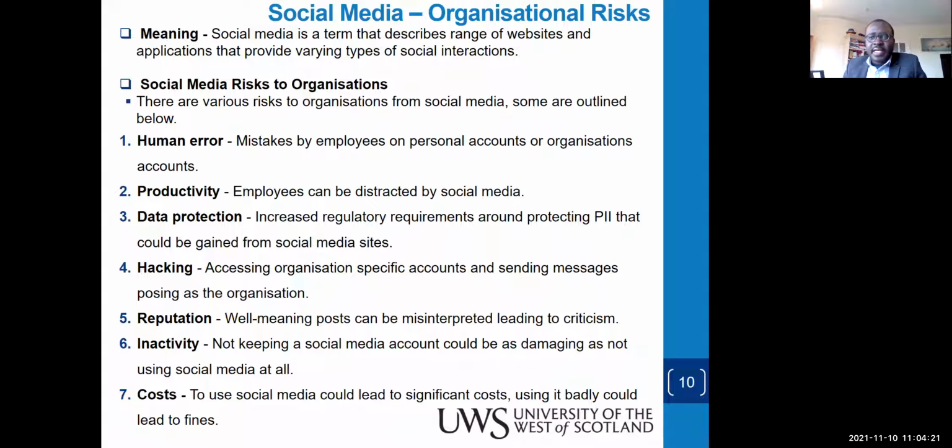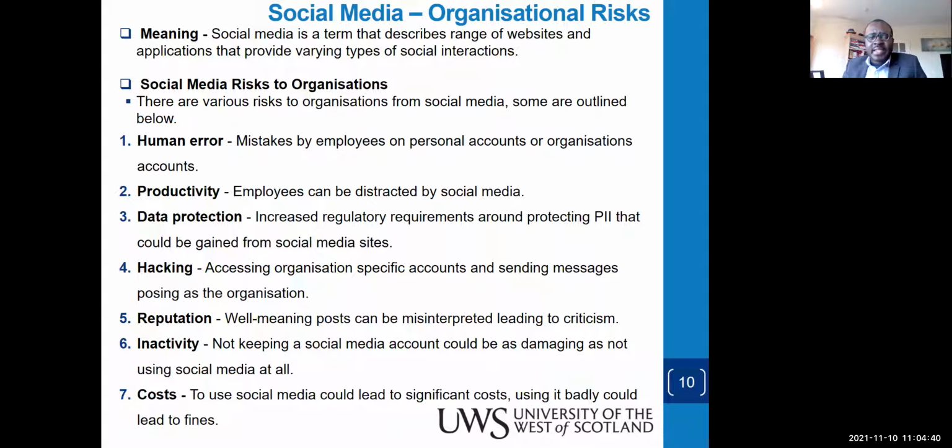The Twitter, the IG, the WhatsApp, name them, Facebooks. Okay, so a range of websites, they provide various types of social interactions. There are risks. There are risks of social media to individuals, to organizations. Okay, let's look at it.